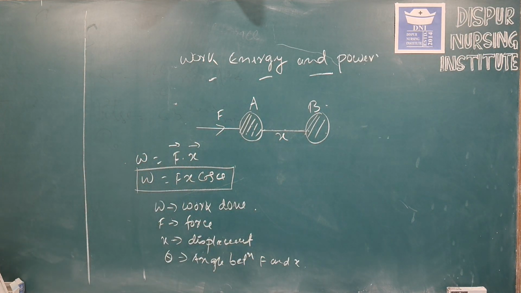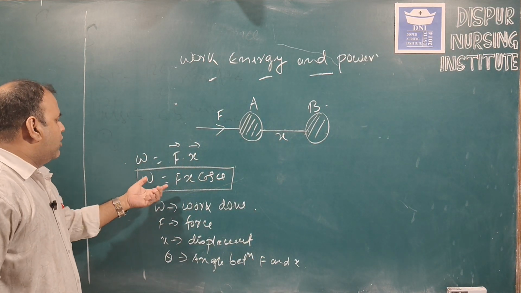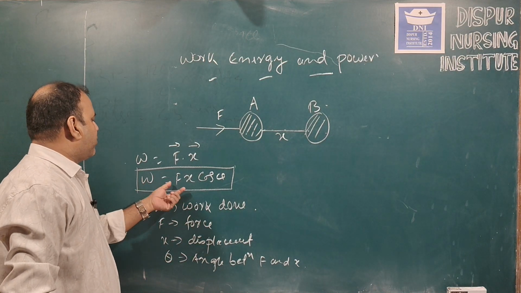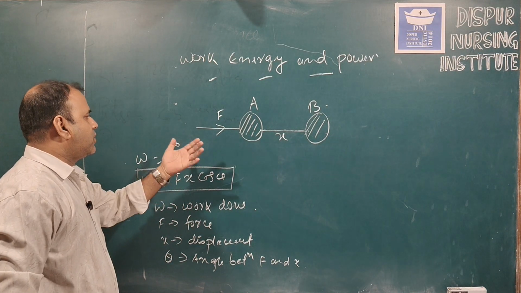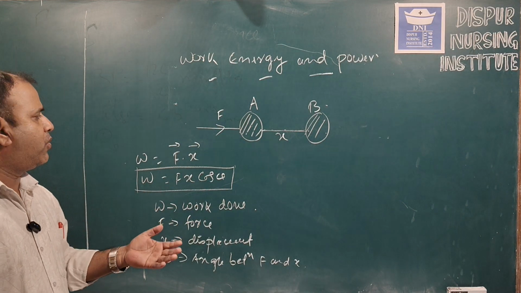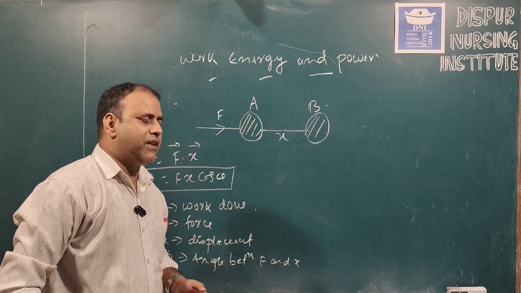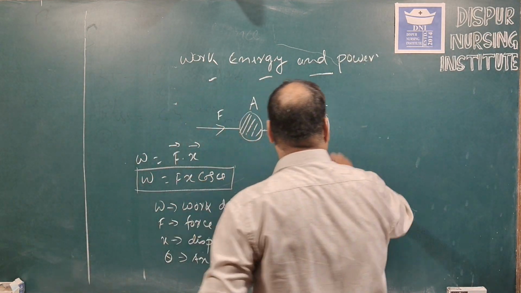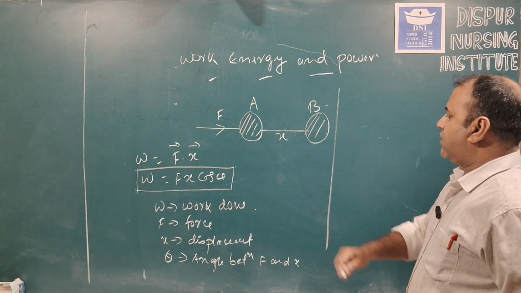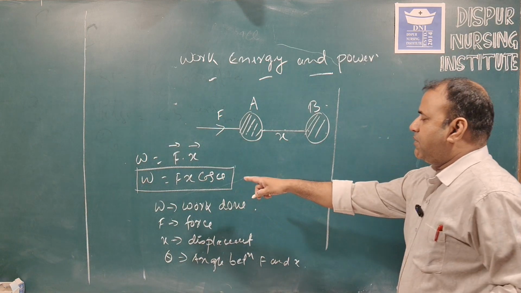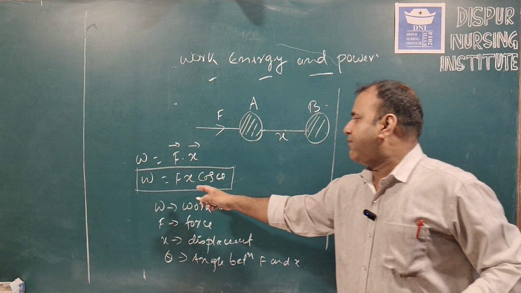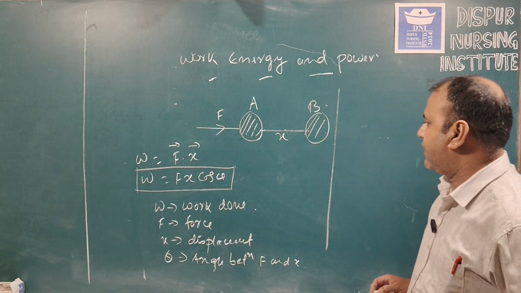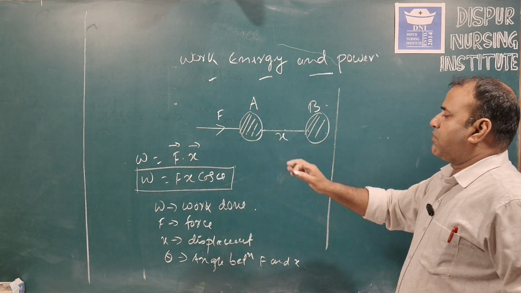When we are talking about work done, you remember work done is equal to force into displacement. That means when force is acting on the body and due to the force the body is displaced from one place to another place, then we can say this is work done. There are some conditions in the case of work done. What are the conditions? Suppose I have given the formula W is equal to F x cos theta. Now see, F is a force, X is the displacement and theta is the angle between F and X. Now see, there are some conditions.